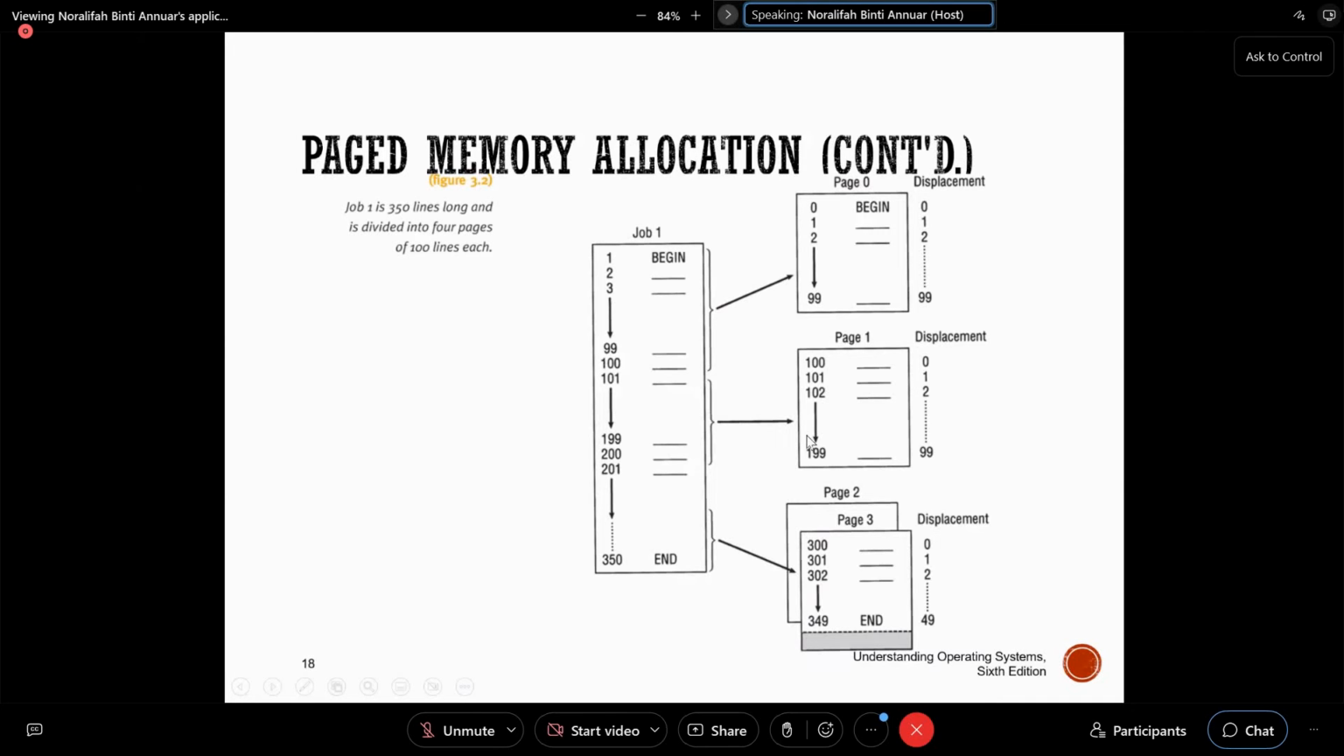Okay. Yang ini yang last kali dia important juga guys. See, only 300 until 349. This is unused space, internal fragmentation. Right? Ini the page punya ID lah.